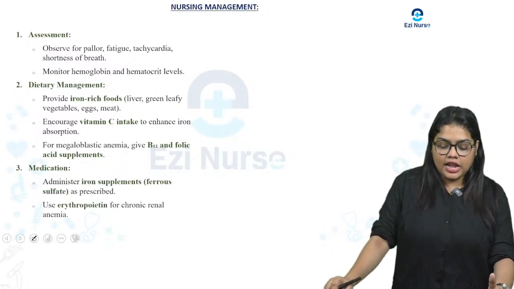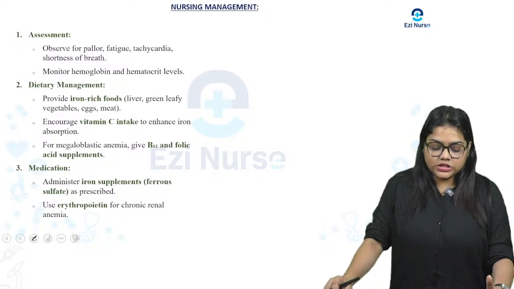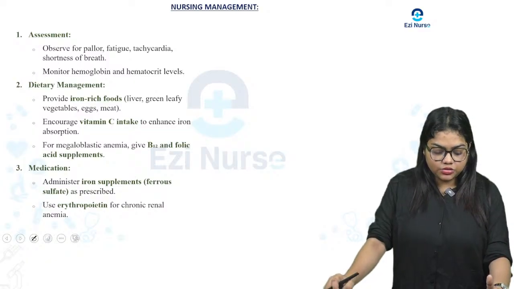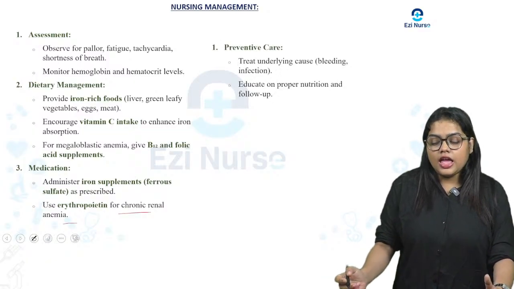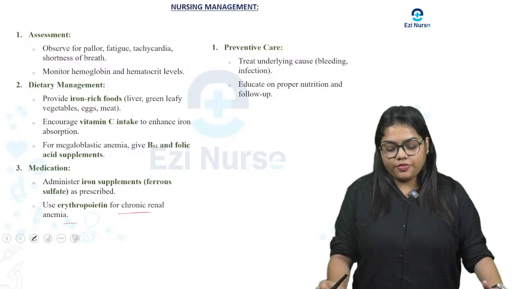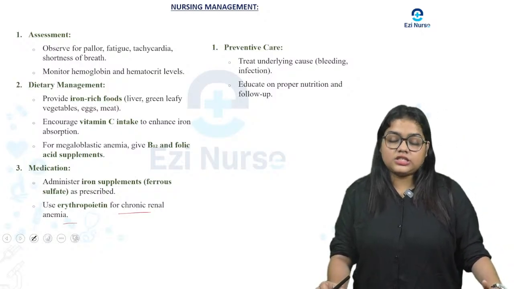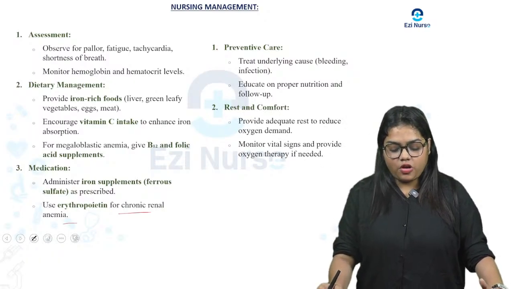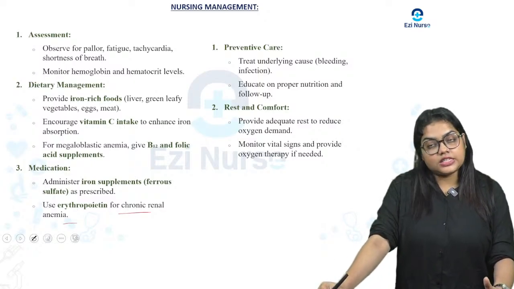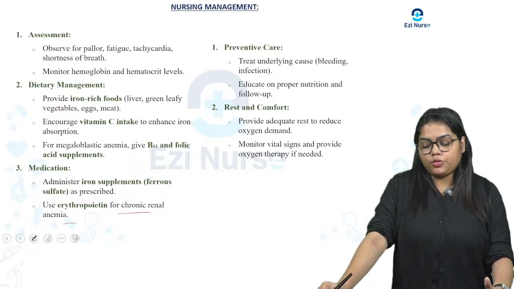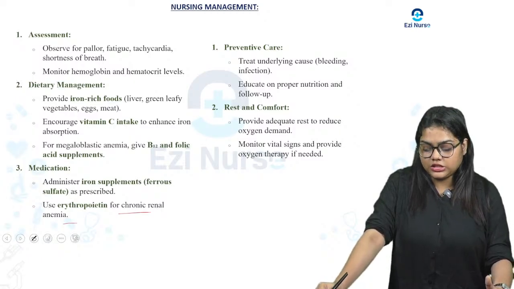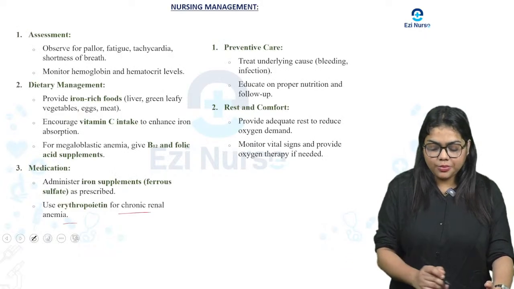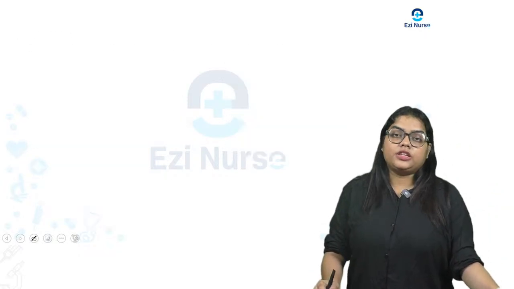For the medication, we can administer iron supplements, which is ferrous sulfate, as prescribed by the doctor. Other than that, we can use erythropoietin for chronic renal anemia. Then preventive care. For preventive care, we can treat the underlying causes such as blood bleeding and infection, and educate on proper nutrition and follow-up. Then lastly, we can go for rest and comfort for the patient, where we have to provide adequate rest and reduce the oxygen demand. We have to monitor the vital signs and provide oxygen therapy if it is needed.